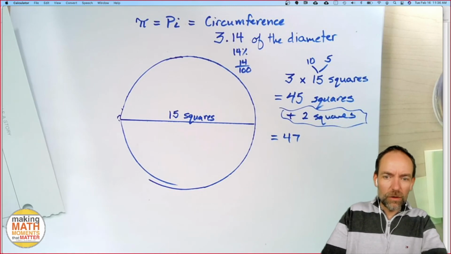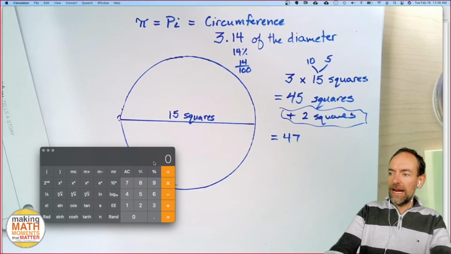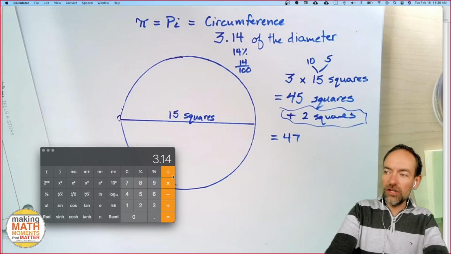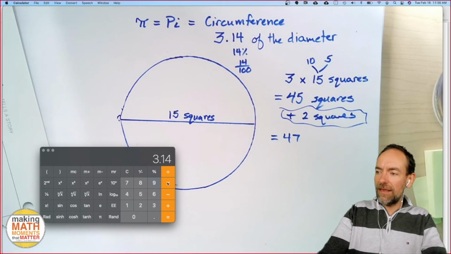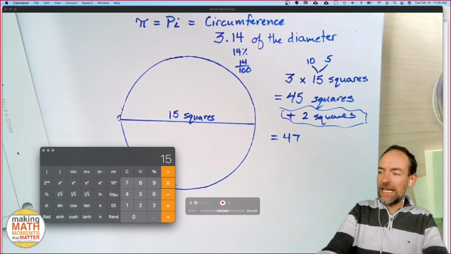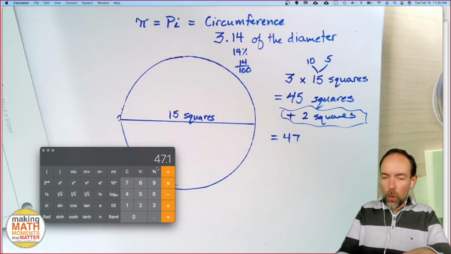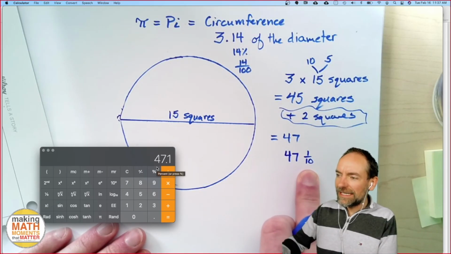Now at this point would be when you'd want to take your calculator out to see how close you were. So I could be like, okay, I know that there's 15 squares. Actually, I want 3.14 groups of 15 squares. So I'm going to multiply that by 15. Let's check it out. 47 and 1/10 of the distance around.